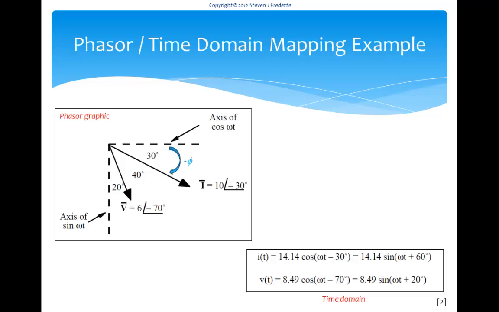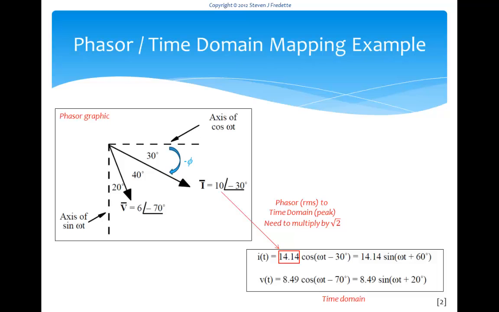Now if I stop there for a second and say, well, wait a minute, I have 10 on the phasor, why do I have 14.14 in the time domain? Well, as a reminder, in the phasor domain we're looking at RMS, in the time domain it's peak, so you need to multiply by the square root of 2, and when you do that, now you'll see the difference.